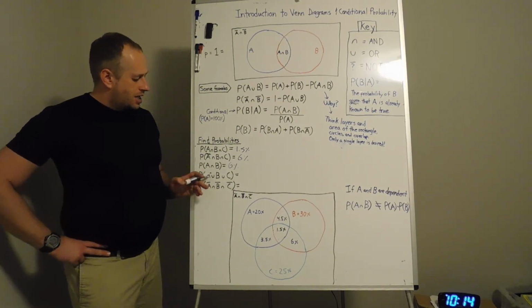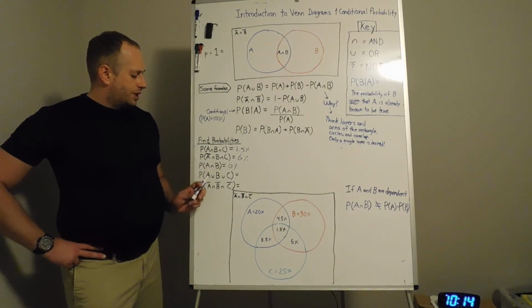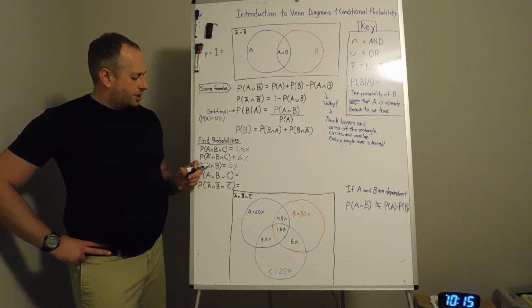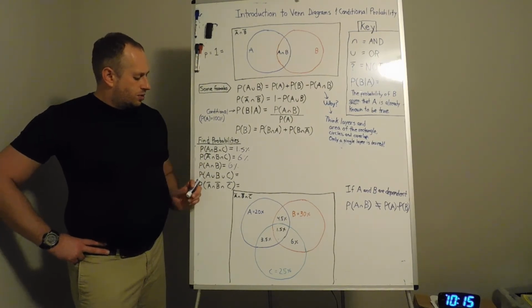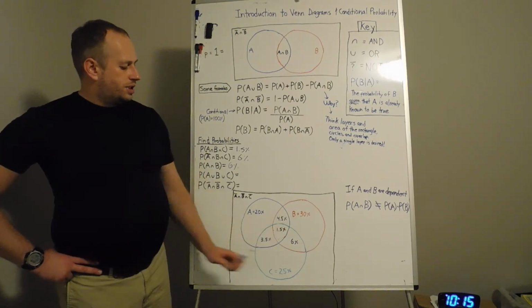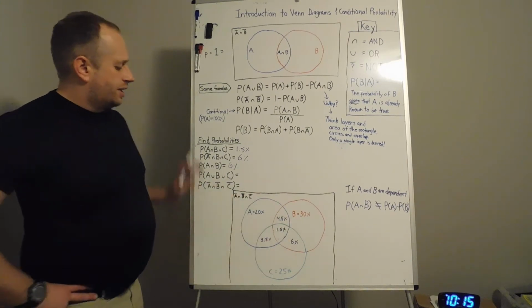What about the probability of A or B or C? Remember, this is an actual upside U. So these other ones that are "and" are upside down U's. So we're asking, what's the probability of it being A or B or C, within this being the probability of 1, the whole rectangle?